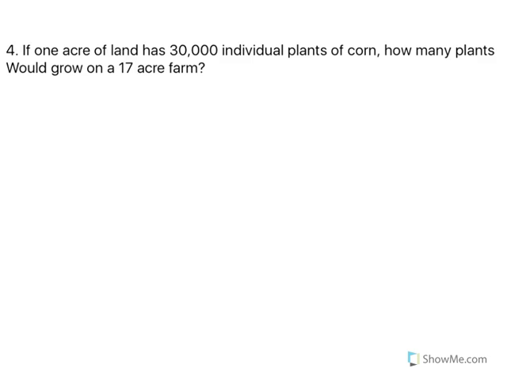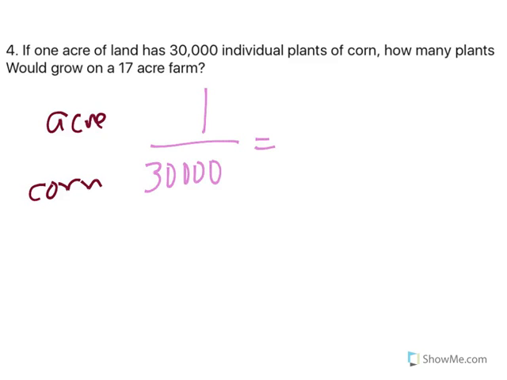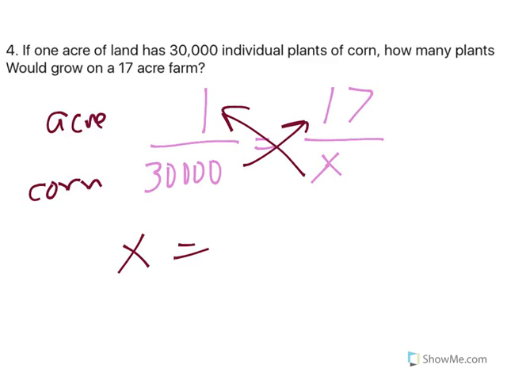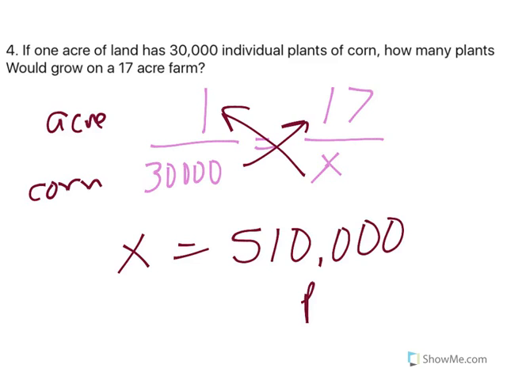Number 4, if 1 acre of land has 30,000 plants of corn, how many plants would grow in a 17-acre farm? Okay, so we're talking about acres compared to corn. Okay, so they first give me 1 acre is 30,000 corns. So 17 acres is how many corns? All right, well, if I cross multiply, 1x is just 1x.